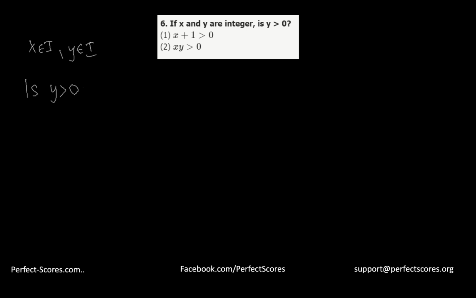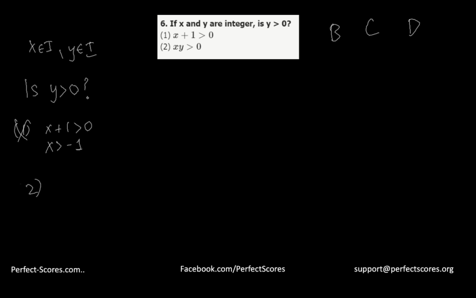Right? So the first statement says x plus 1 is greater than 0. You don't have any information on y. The only thing that you know is x is greater than negative 1. Y could be anything. Insufficient. It's either B, C, or D. Let's move on to the second statement.